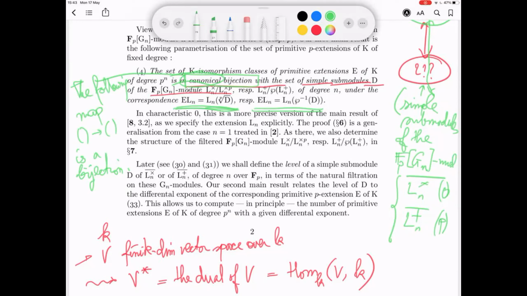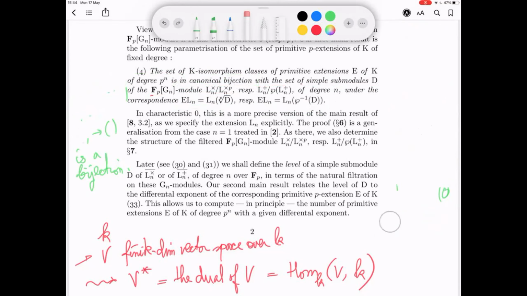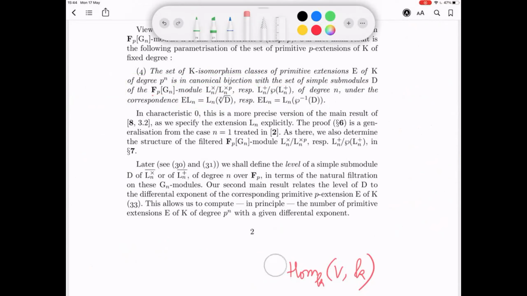And the example you should have in mind is what we had done for degree P extensions. So here is the same thing for degree P to the n primitive extensions. Okay, but let me explain what the other set is. What are these simple submodules, and what is the map which is being claimed to be a bijection? So let's explain these things.